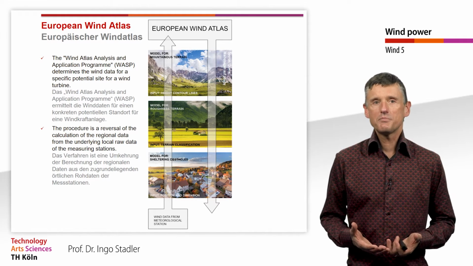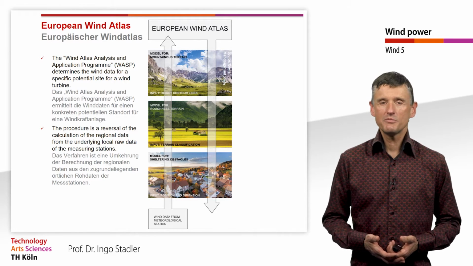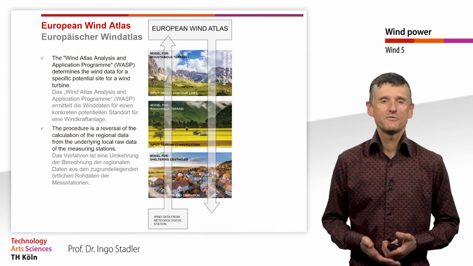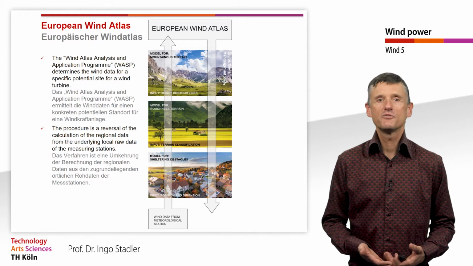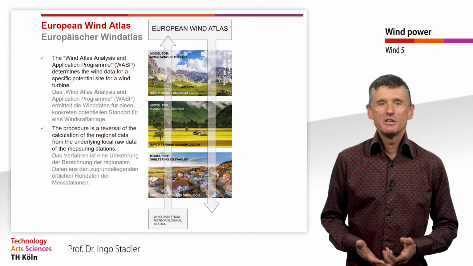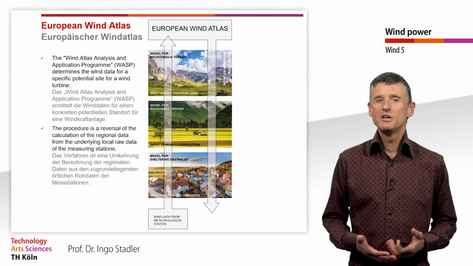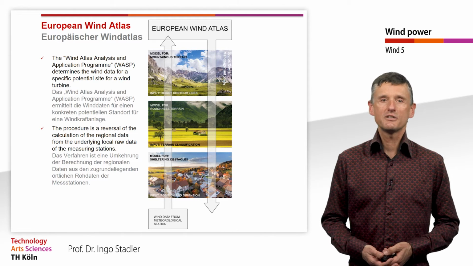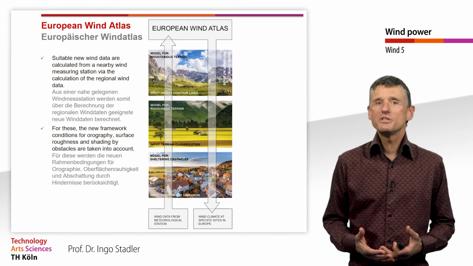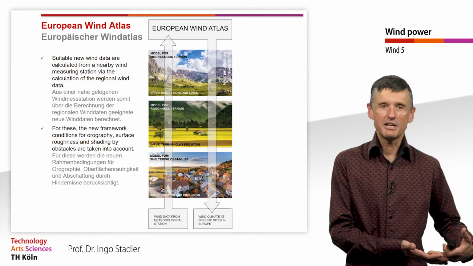In the next step, we use the Wind Atlas Analysis and Application Program, short WASP, and with that we determine the wind data for a specific potential site for a wind turbine or a wind park. The procedure is a reversal of the calculation of the regional data from the underlying local raw data of the measurement station.